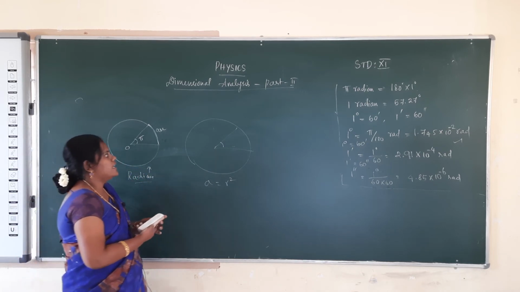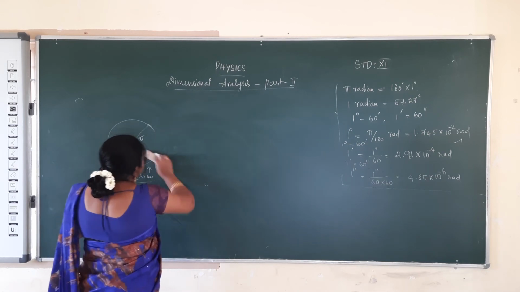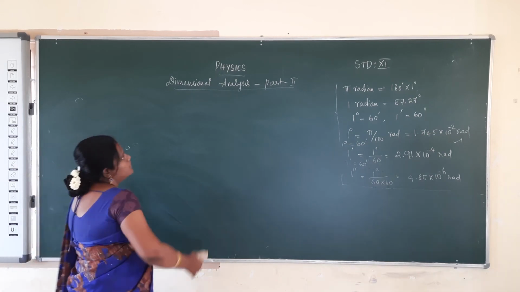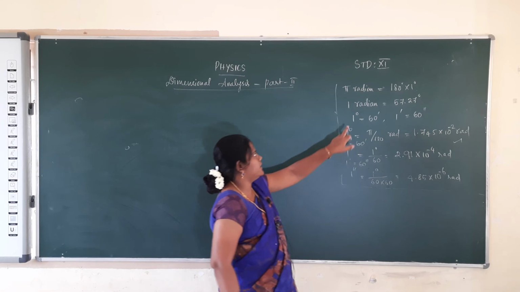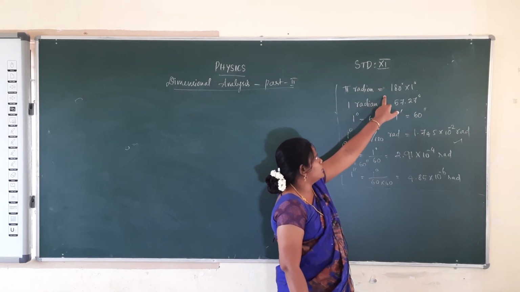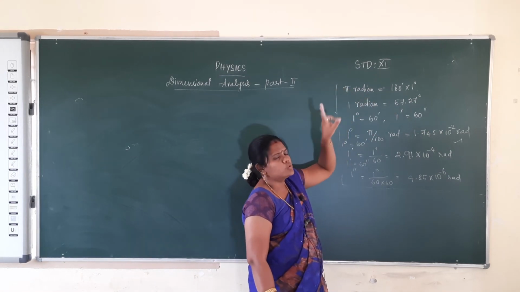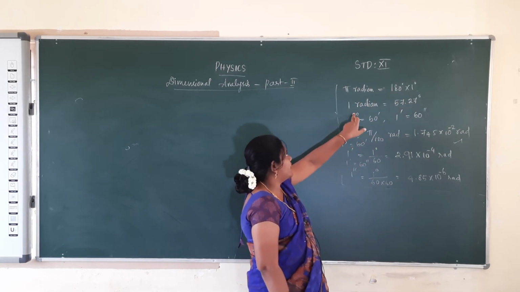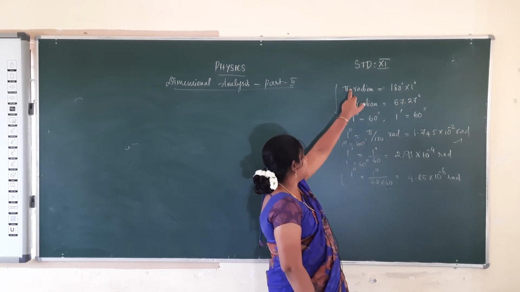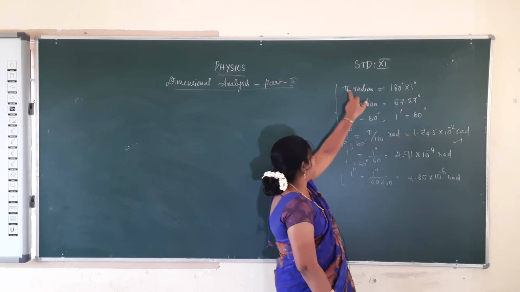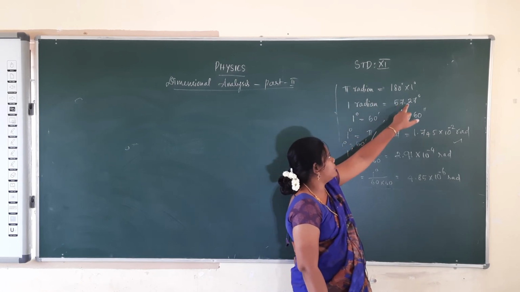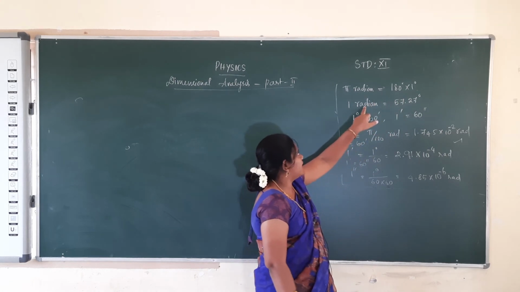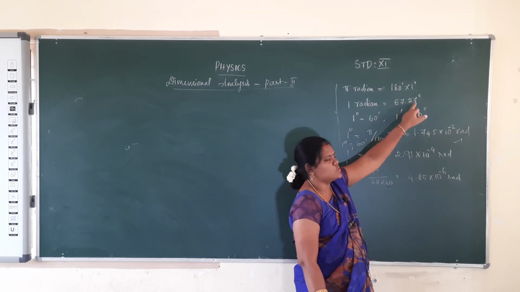Next I will explain some important values in this lesson. Pi radian is equal to 180 degree. Pi is twice of 90, so 2 into 90 is 180 degree. And 1 radian is equal to 180 by pi, and that value is 57.27 degree.